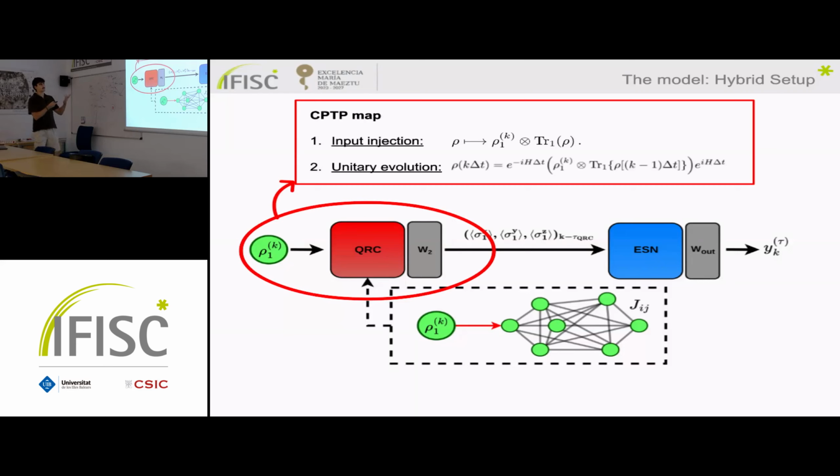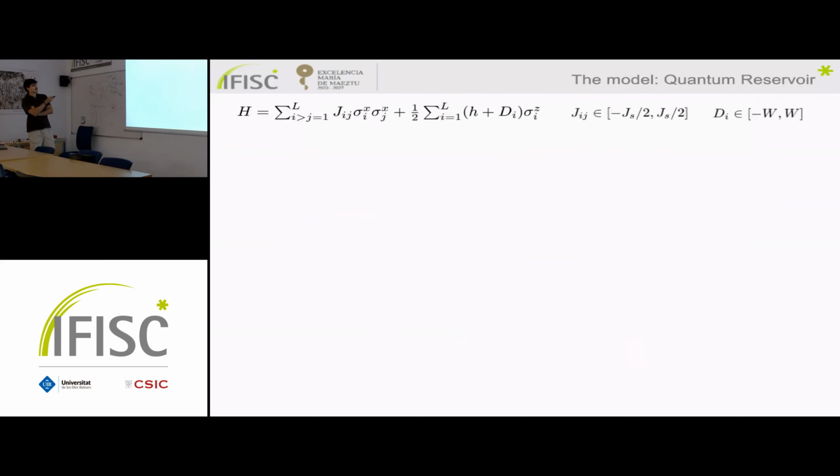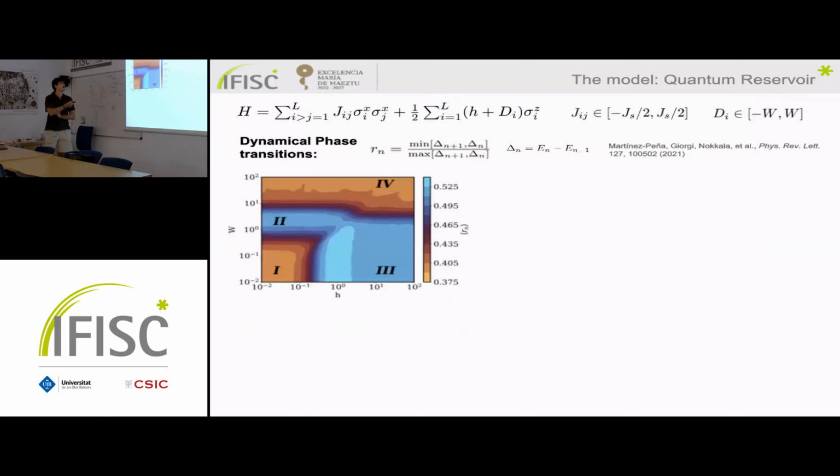And then in step 2, we let the system evolve unitarily according to the Hamiltonian dynamics for a time interval delta t. Then the measurements of the observables are used as computational terms. These Hamiltonian dynamics are established by this Hamiltonian, where we have a reservoir of L qubits all connected, with transverse field and local disorder. The coupling values and local disorder are uniformly generated within this interval.